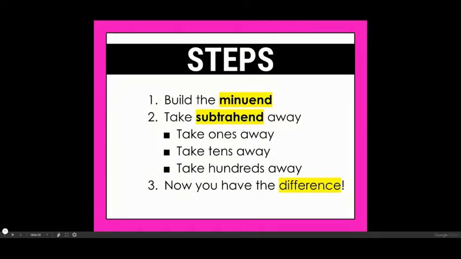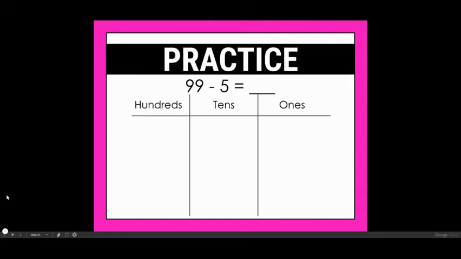Our first step is to build the minuend. Remember that's that first number, the biggest number. It would be our whole in the problem. Then we're going to take away the subtrahend. So we'll start by taking away the ones, then we'll take away the tens, and finally we'll take away the hundreds. And then you are left with the difference. So watch me for this first one.